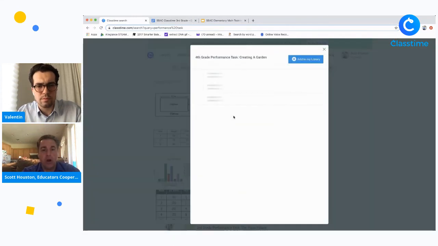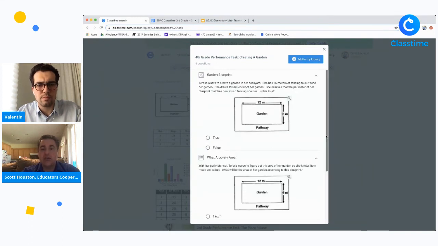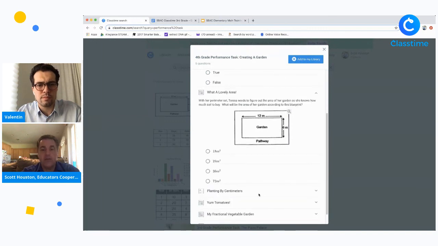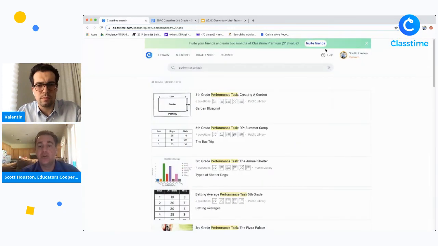So if I click on this one, there's a garden blueprint, and it's telling the story of the garden. So every single question is following what's happening in the garden. It focuses on a different standard of math, and it just helps kids to see that math is universally blended into so many concepts. So that's another thing you can look for here: you could type in performance tasks, find different pieces of it, and then try to put one that fits into your grade level. So you may want to look at a few of these in order to build some of your own.